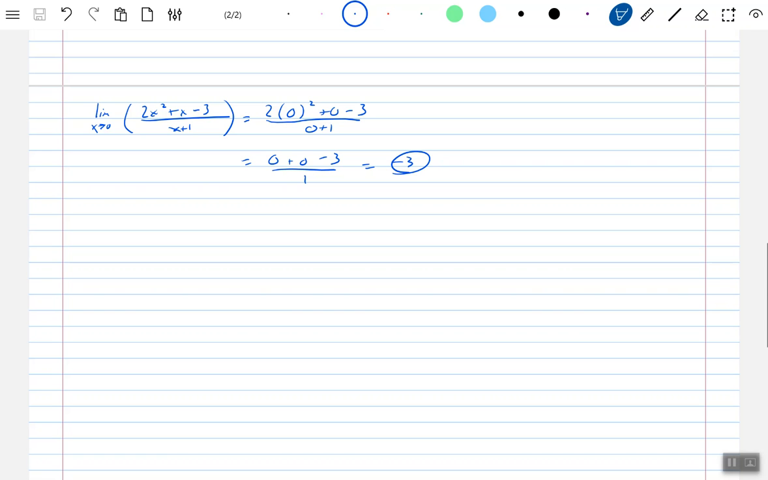So, in this problem, we just plugged it in. We got a number. There we go. That is the limit of this function. So that's it for that straightforward problem. Now let's try another one.